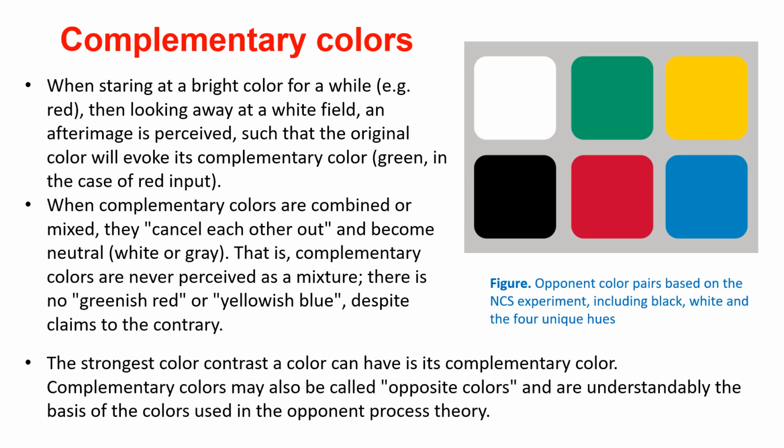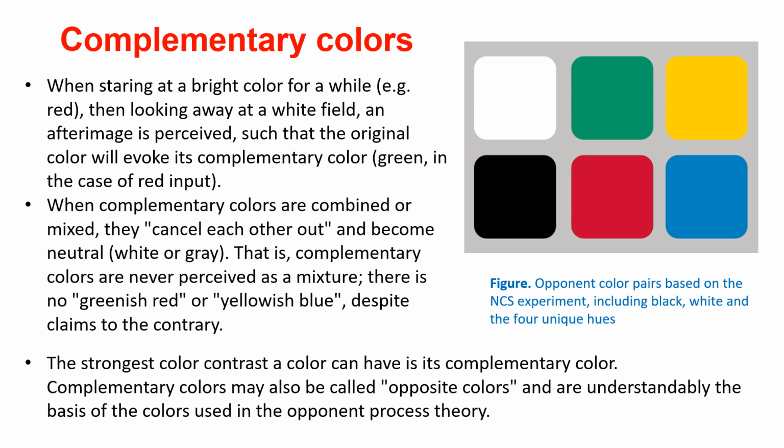Complementary colors. When staring at a bright color for a while, e.g. red, then looking away at a white field, an afterimage is perceived, such that the original color will evoke its complementary color, green, in the case of red input. When complementary colors are combined or mixed, they cancel each other out and become neutral, white or gray. That is, complementary colors are never perceived as a mixture. There is no greenish red or yellowish blue, despite claims to the contrary.